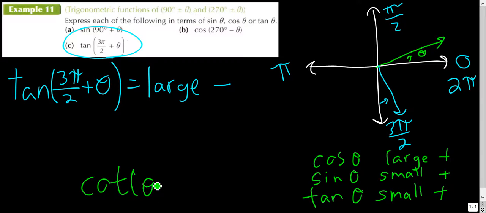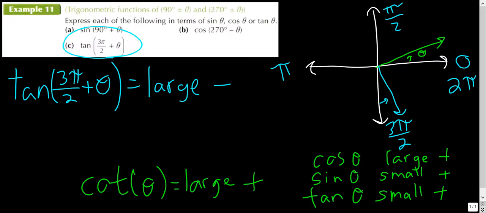The cotangent of theta is going to be, in our green example here, this theta, actually a very large value. Now you may say, how do I know that? Well, cotangent is the reciprocal of tangent. While tangent is small, cotangent is large. And when tangent is large, cotangent is small. So a cotangent value that is large and positive versus a tangent value that's large and negative.